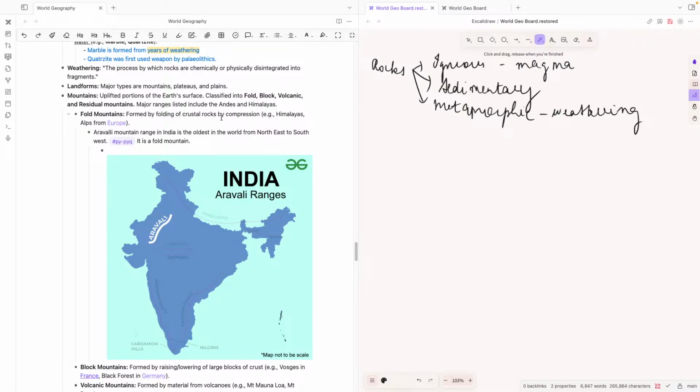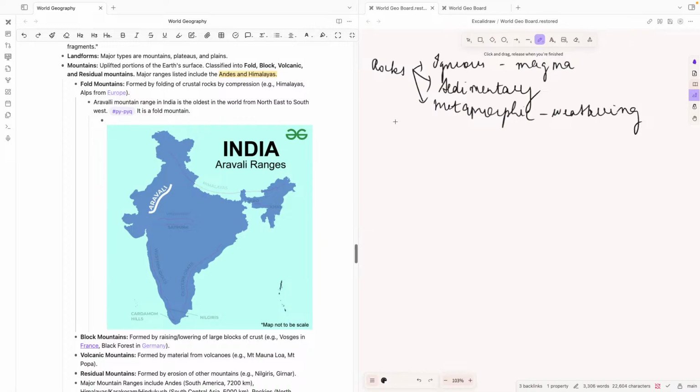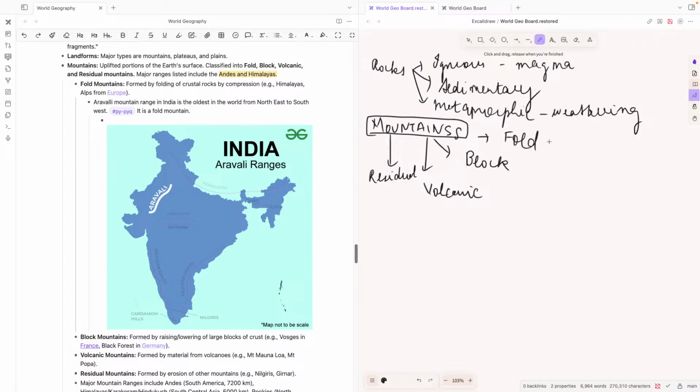Mountains are classified as fold, block, volcanic, and residual. Andes and Himalayas are major mountain ranges. We know the Himalayas is in India and Andes is somewhere near the Europe. So we'll see what are the types of mountains and how these types of mountains can be further classified. So mountains are classified as fold mountains, block mountains, and residual mountains.